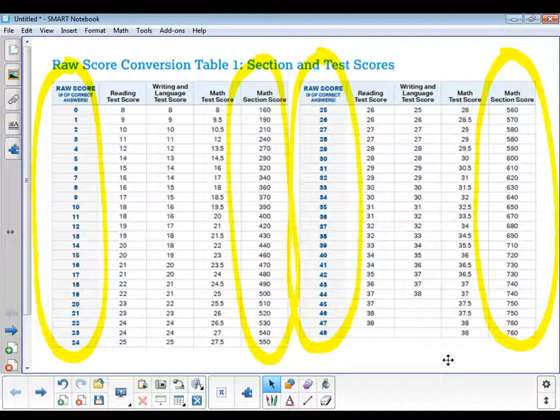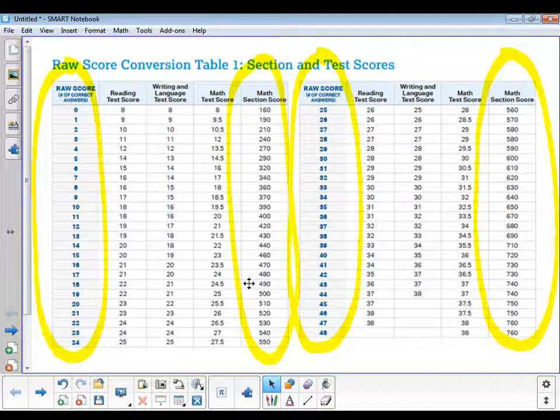The reading and writing test and the math test score, those are not going to be applicable to what we're looking at. So I only want you to focus on what's circled in yellow. So how to read this chart, for example, if you scored a total of 18 points between the non-calculator and calculator sections together, you would follow that over and you can see your PSAT score for math would be a 490.